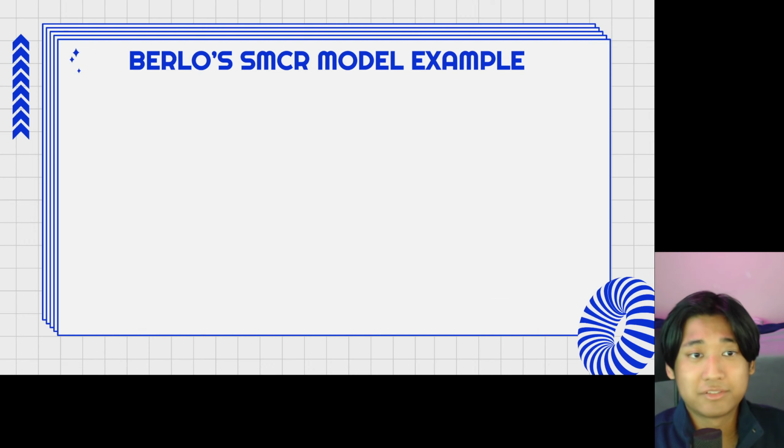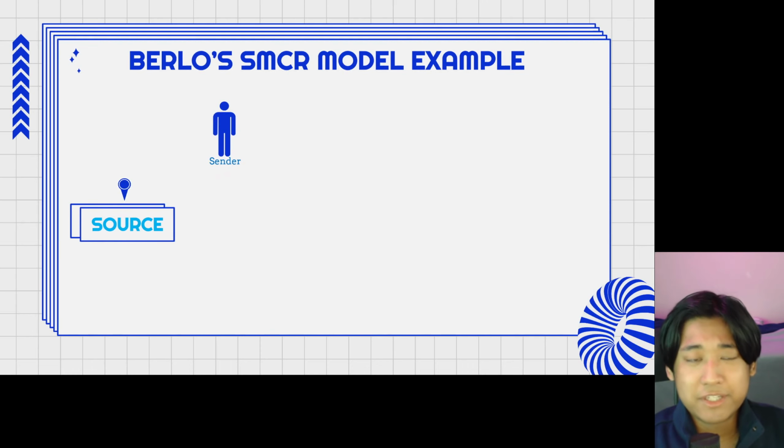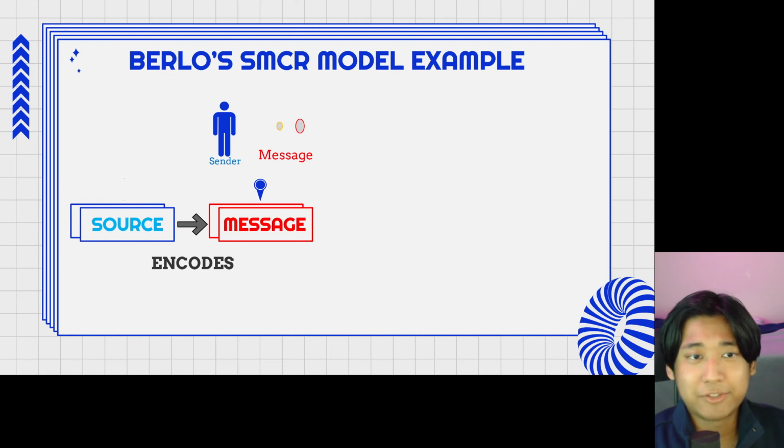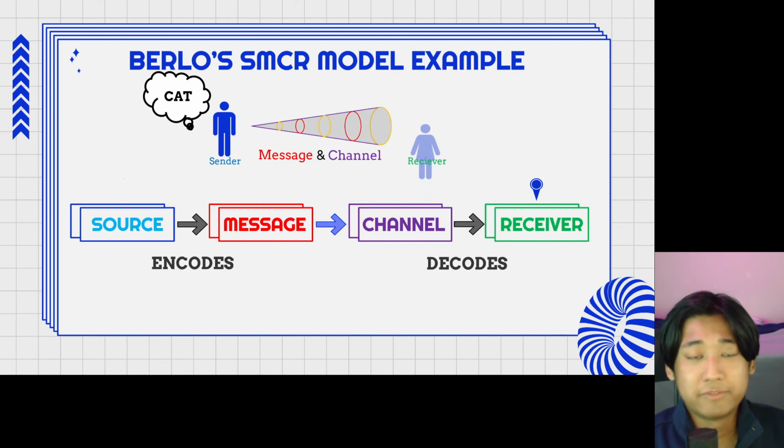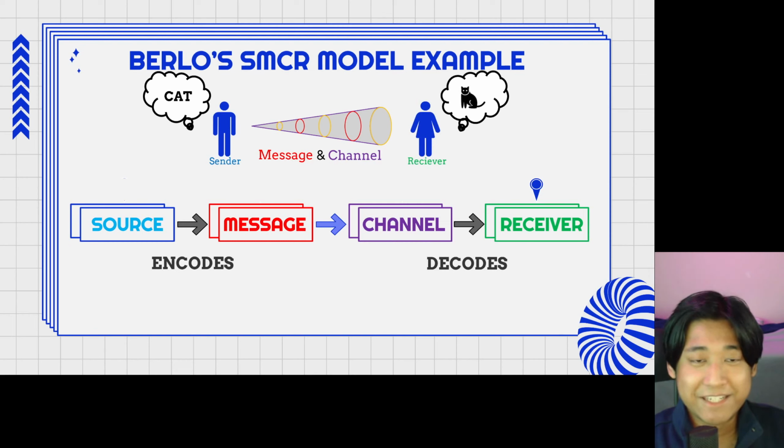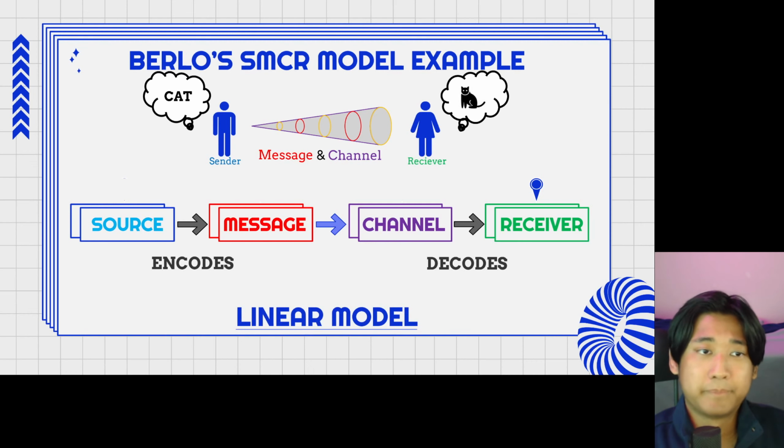So now that we looked at all the aspects of the model, we can see this SMCR model in action. So we have this sender. His name is Jerry. So he's the source of the message. So he encodes his message. He thinks about it. Okay, now he has the word cat in his brain. So that's the message. And through the airwaves, which is the channel or medium, he is able to give a message to a receiver. And now that receiver has to decode the message. And hopefully, he decodes the message cat. And again, this is the linear model.